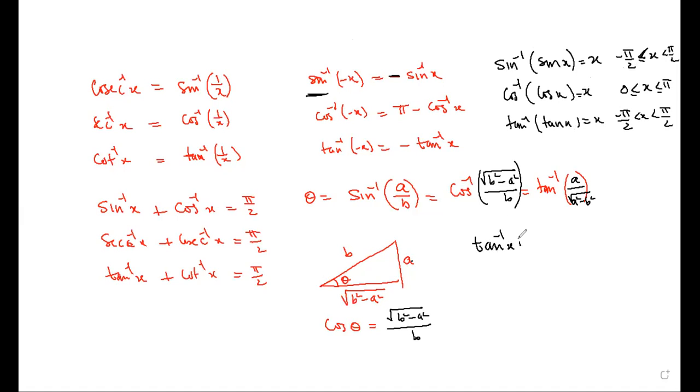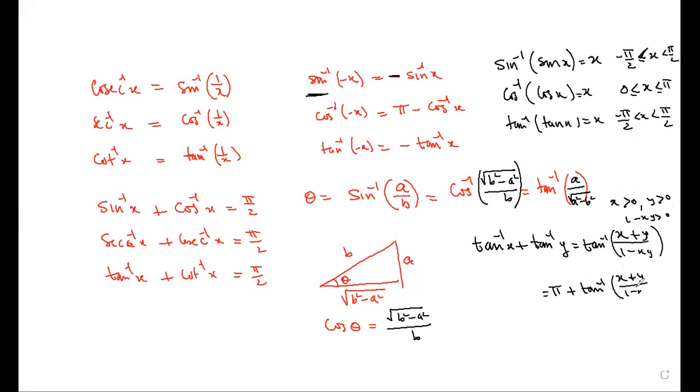What is tan inverse x plus tan inverse y? That is tan inverse of x plus y upon 1 minus xy. This is true only when x and y are positive. You should apply the formula only when x and y are positive. Further, 1 minus xy also should be positive. If it becomes negative, it becomes pi plus tan inverse of x plus y upon 1 minus xy.